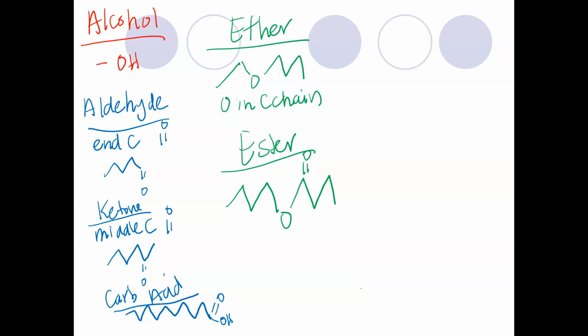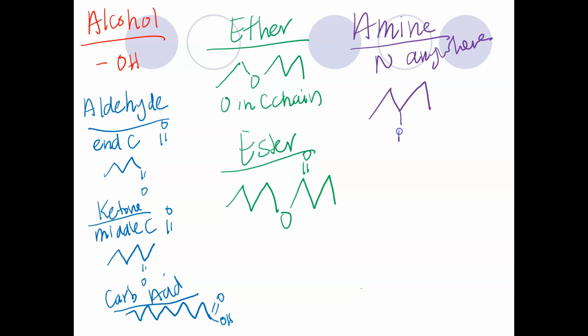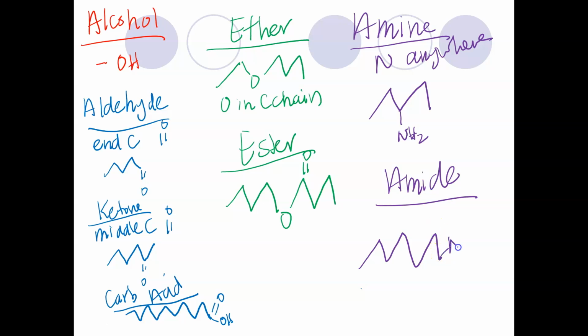And then my last category is my nitrogens. So amine: nitrogen anywhere. And then amide, it's the fancy one. Next to the nitrogen, there is a double bond to an oxygen. Now that double bond to an oxygen is not coming from the nitrogen, it's coming from the carbon. So I broke this down into, I guess, four categories, technically five, because alkenes and alkynes are also on this list.